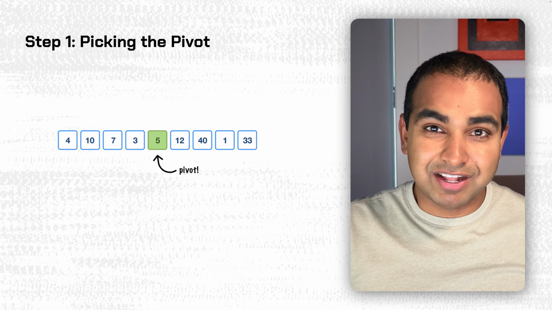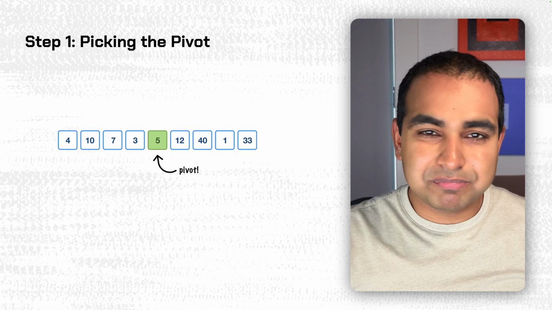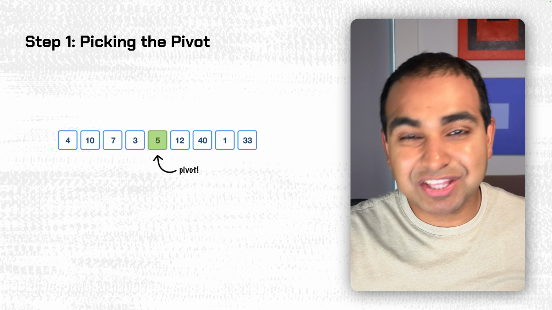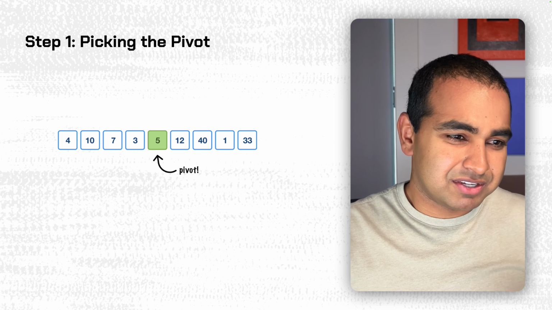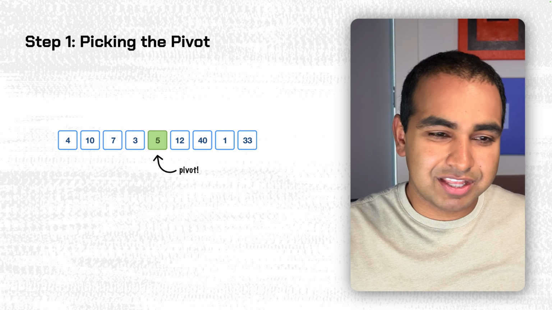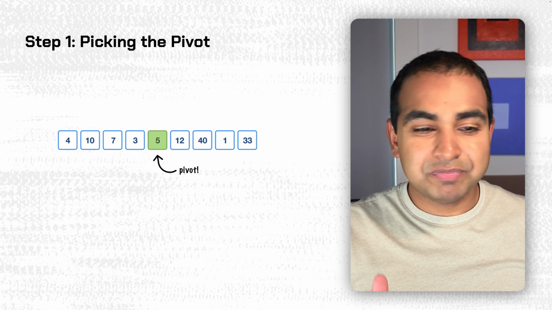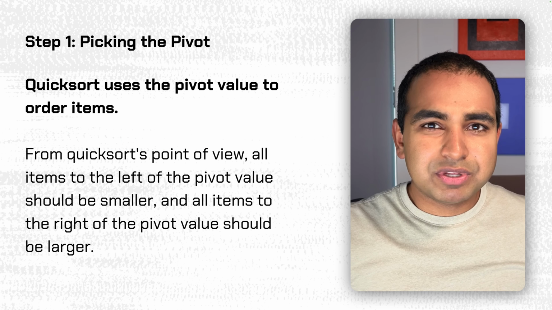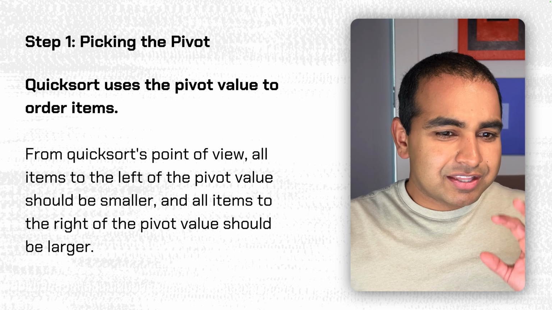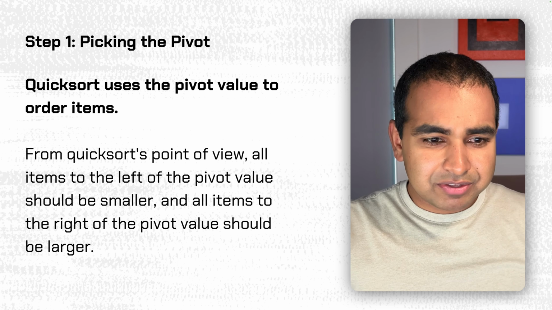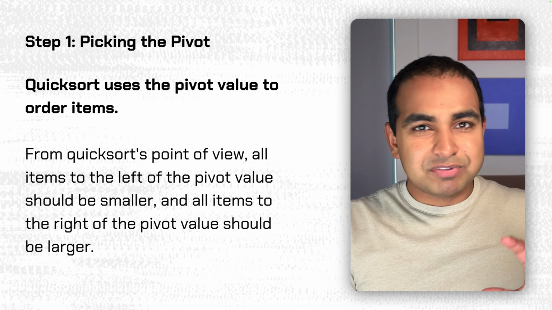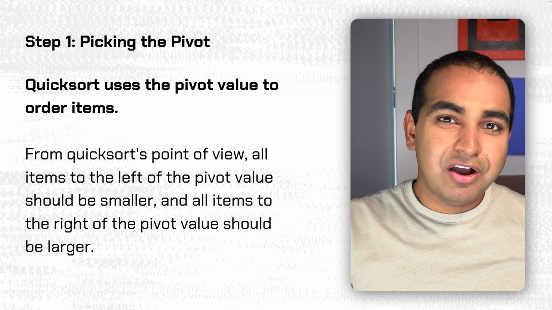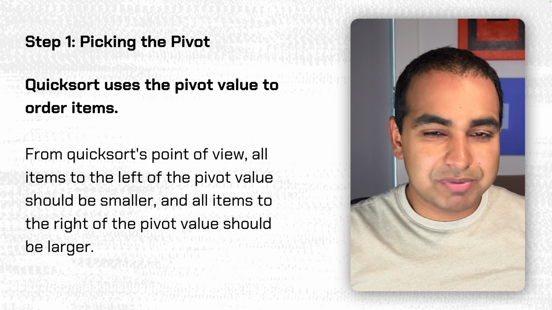So in this case, we have 9 values. So the 5th number is our midpoint. That also happens to be the value of 5 as well. So that's our pivot. We have 4, 10, 7, and 3, 4 values to the left, 12, 40, 1, and 33, 4 values to the right. Now the way QuickSort works is it takes a pivot value and it specifies that all items to the left of the pivot need to be smaller, all items to the right of the pivot need to be larger.